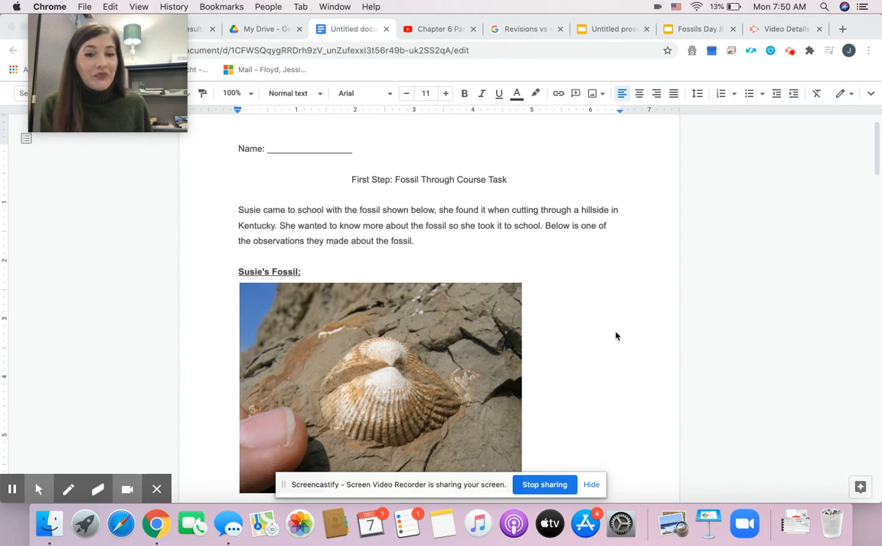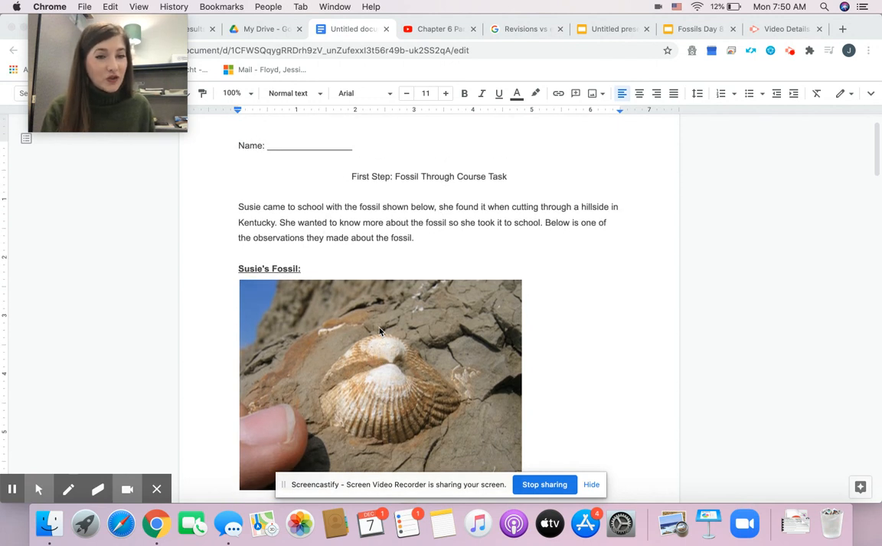As we go through the through course task, Miss Floyd is going to read what you're going to be doing. We're going to be looking at pictures, and then I'm going to have you pause in order to answer the question before you move forward. So, we have 3 steps today. Our first step, the fossil through course task.